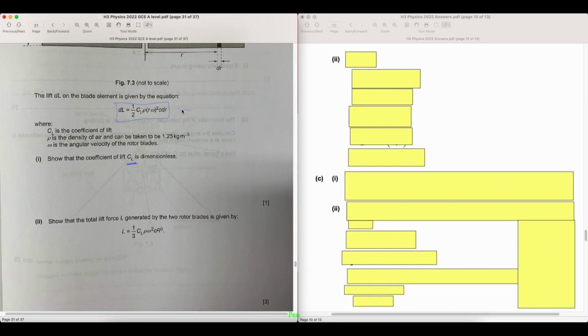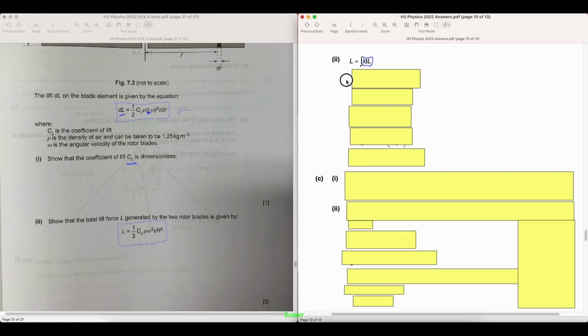Now, from the expression they give us, dL, we need to find the total lift generated by the two rotor blades. L is just the sum of any tiny contributions dL. And why do we need to do a sum? Why do we need to do an integral instead of just multiplying it by the length? It's because the lift of each small part of the helicopter rotor blade is dependent on how far it is away from the center axis of rotation.